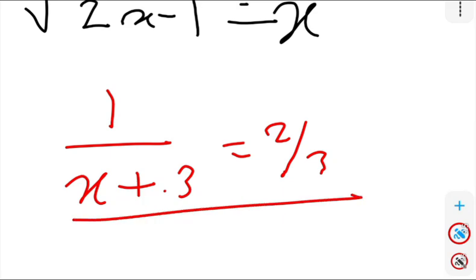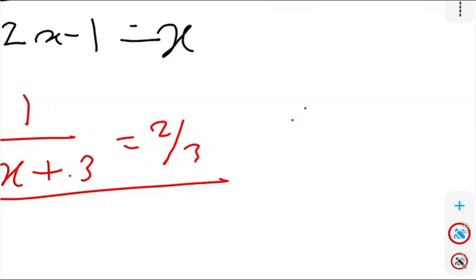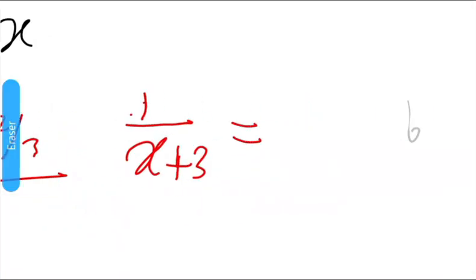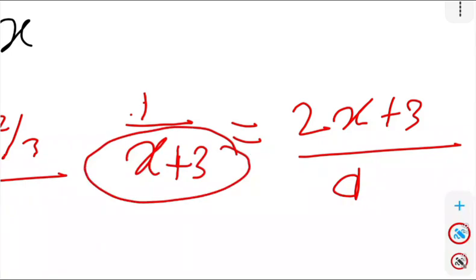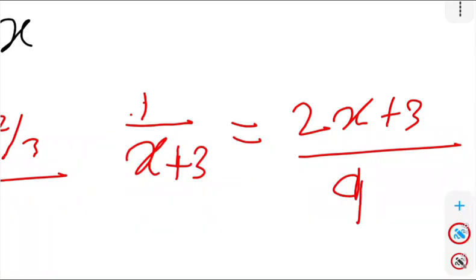Now this is an example of a rational equation, and I said you should have at least one variable in the denominator, and the rest can be in the numerator. So it would be like this: 1 upon x plus 3 equals 2x plus 3 divided by 9. This is also a rational equation because we can see that the variable is in the denominator of the rational expression. Now to solve this, you can cross multiply, and you will get a quadratic equation, and you have to solve that quadratic equation.